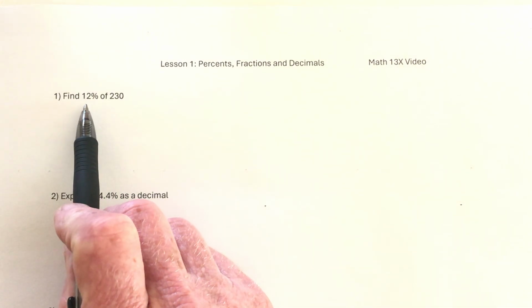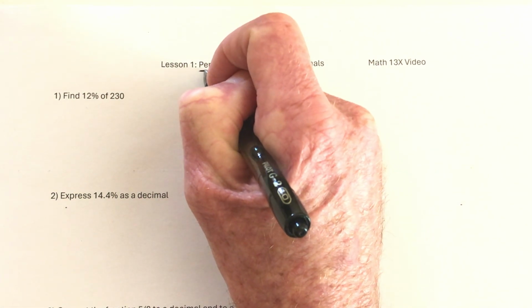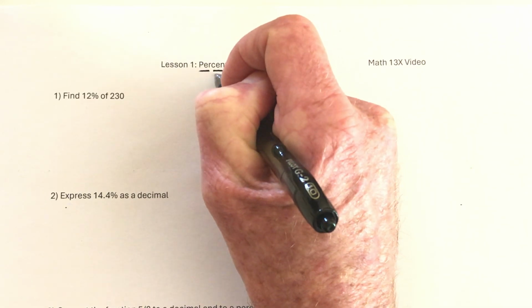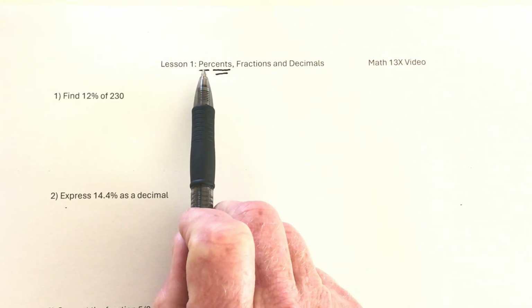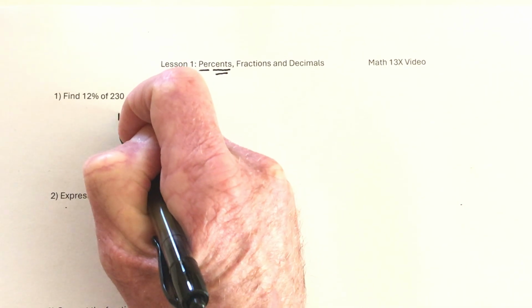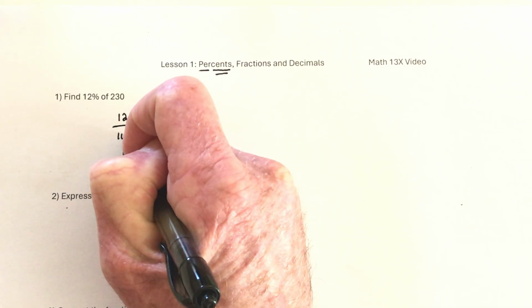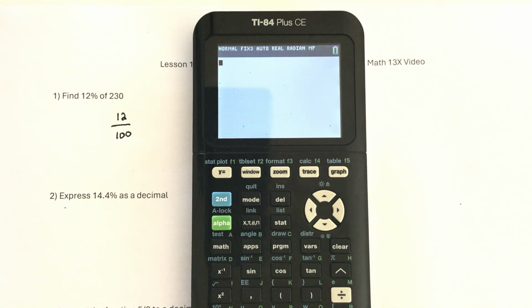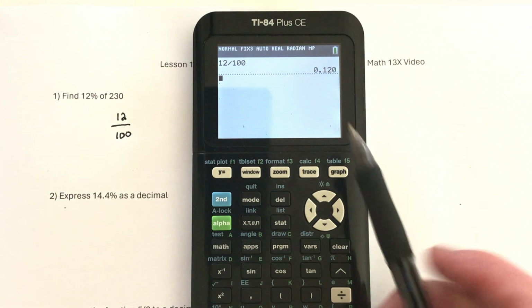Well, the first thing I'm going to do is take this 12% and convert it to a decimal. If you look at the word percent, since cent means 100, it's literally saying per 100. So 12% could also be written as 12 per 100 or 12 divided by 100. If you use a calculator, just use 12 divided by 100, and we get the decimal 0.12.